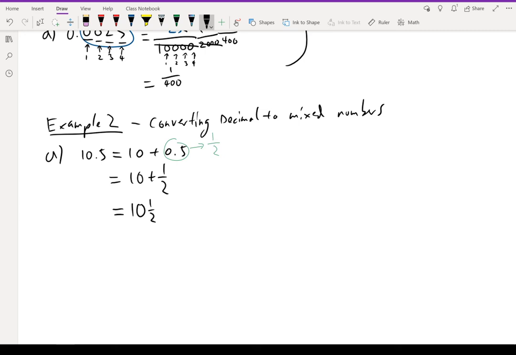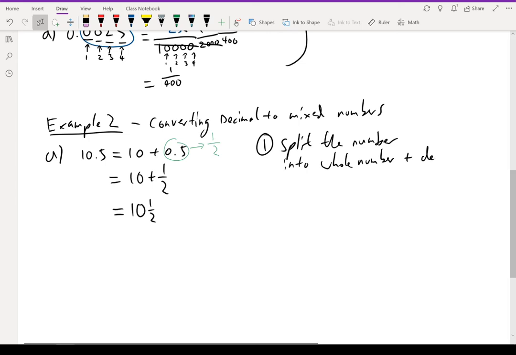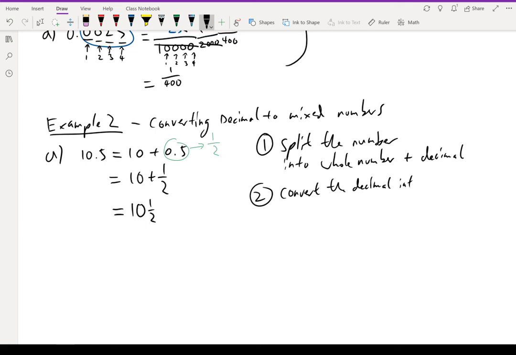So what we have to do is, 1, split the number into the whole number plus the decimal. We split it into the whole number plus the decimal in terms of 0 point something. And then 2, we convert the decimal into a fraction.